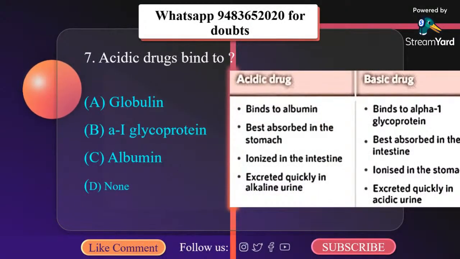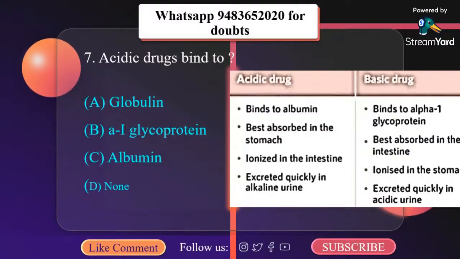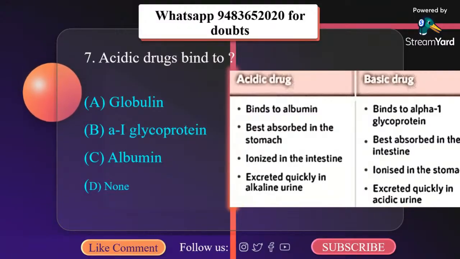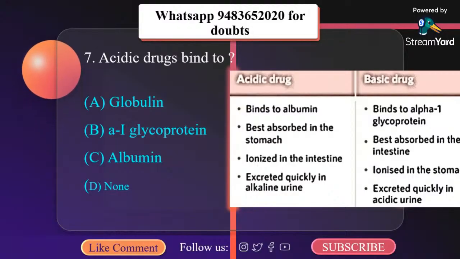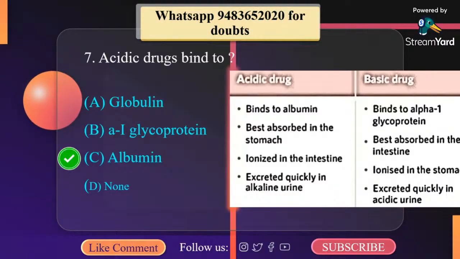Acidic drugs bind to albumin. Acidic drugs are best absorbed in the stomach, whereas basic drugs are best absorbed in the intestine. Acidic drugs are ionized in the intestine. Basic drugs are ionized in the stomach. Acidic drugs are excreted quickly in alkaline urine. Basic drugs are excreted quickly in acidic urine. So the correct answer here is C, argon.